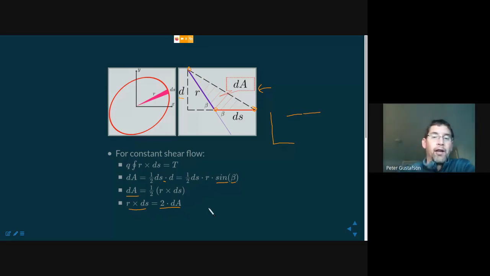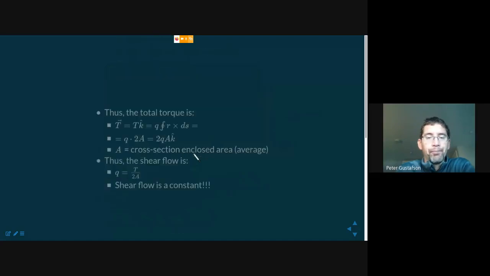Now, why is that interesting? Why is that used that way? Well, what this ends up telling us is that the area enclosed within this cross-section is going to be directly related to the torque and the shear flow. Let me go to the next slide for you.